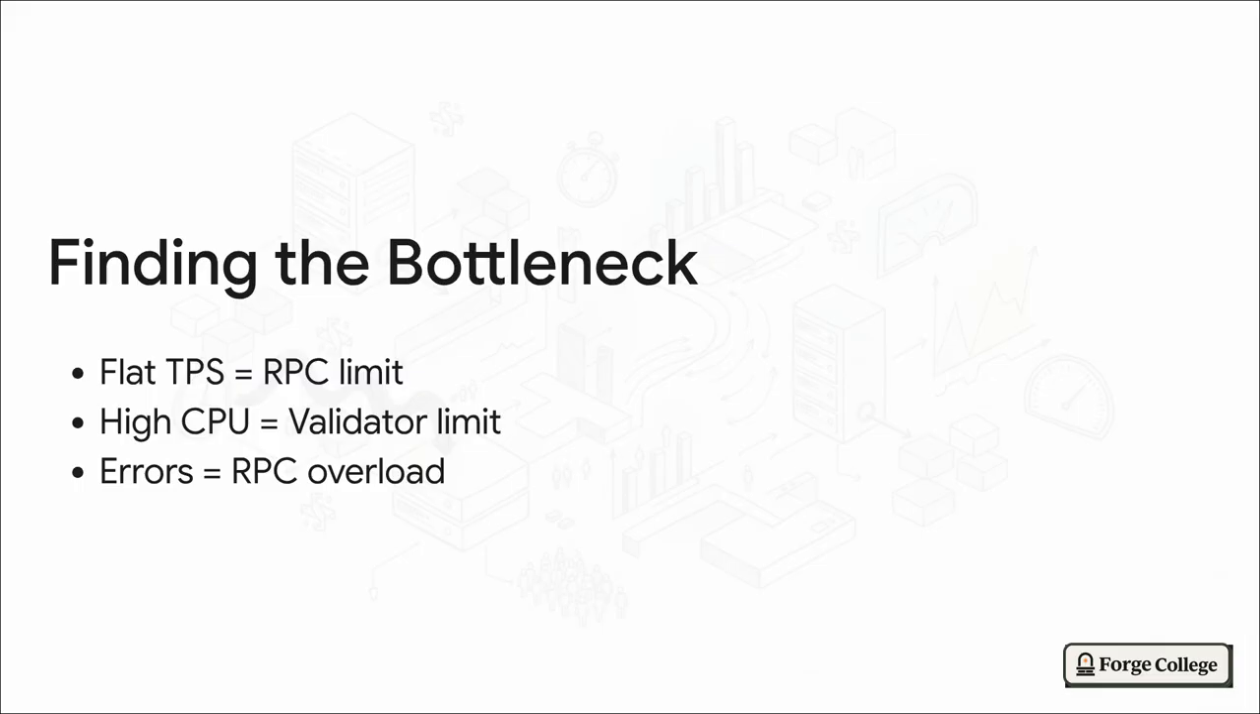But if you have a saturated, completely maxed out CPU paired with high latency, well, that's a validator limit. Your toll operator is working as fast as humanly possible, but just can't keep up with the complexity of your smart contract. And if you start seeing a sharp spike in your error rate, throwing 429 too many requests, your RPC is completely overwhelmed and is actively dropping traffic. You just have to match the symptoms to the disease.